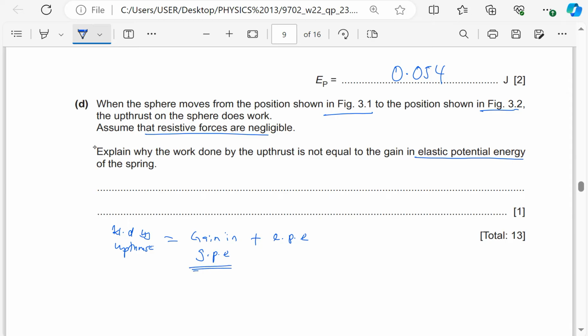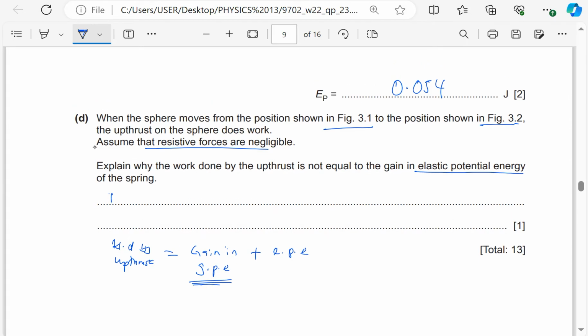Because the sphere raises in height, it means it gains gravitational potential energy. So I'll simply say the sphere has gained gravitational potential energy. The sphere has gained gravitational potential energy.